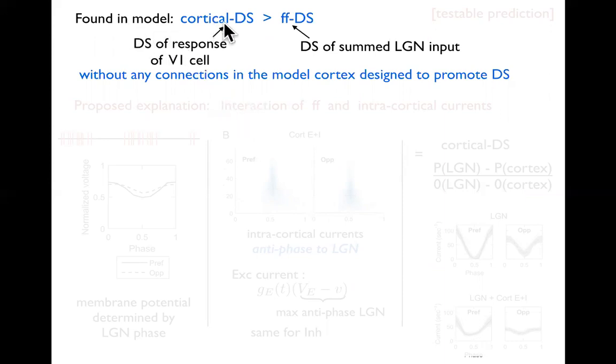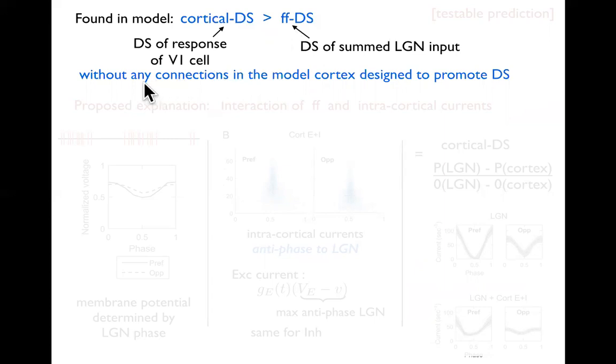So what we found in the model is that if you look at a cortical cell, I'm going to call it cortical DS, meaning the DS of the response of the V1 cell, and compare that to the DS of the input received by the V1 cell, we found that the cortical DS is bigger than the feedforward DS. Now, this is exactly something opposite to what we had worried about. We established that this one should have a fair amount of DS, but we were worried that this would get destroyed. But actually we found that it's bigger. Not only is it not destroyed, it's bigger, okay?